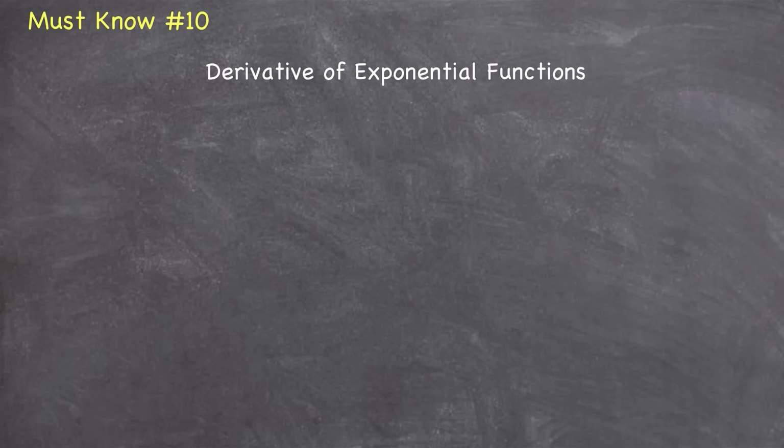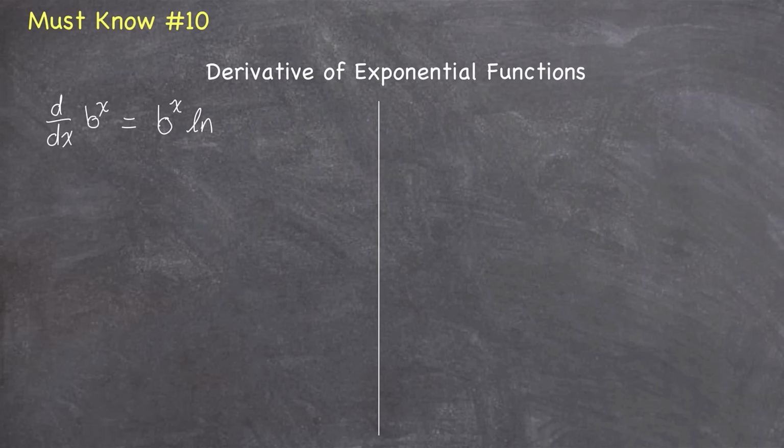Must know number 10, the derivative of exponential functions. Let's say we wanted the derivative with respect to x of the exponential function b to the power of x. The derivative rule for this tells me that the derivative of b to the x would equal b to the power of x times the natural logarithm of the base of the power b. So you just keep the power exactly as it is, then multiply by the natural logarithm of the base of the power. Let's do two examples where we would need this rule.